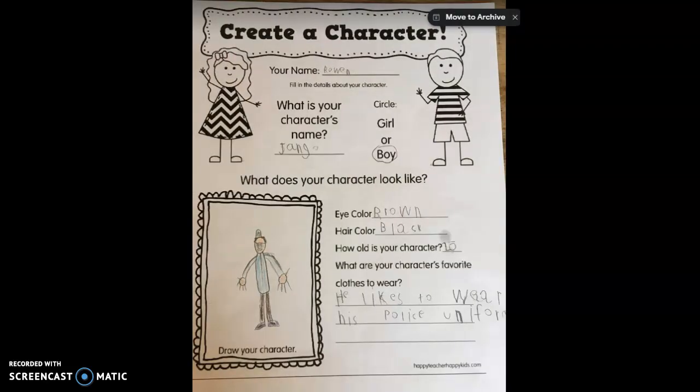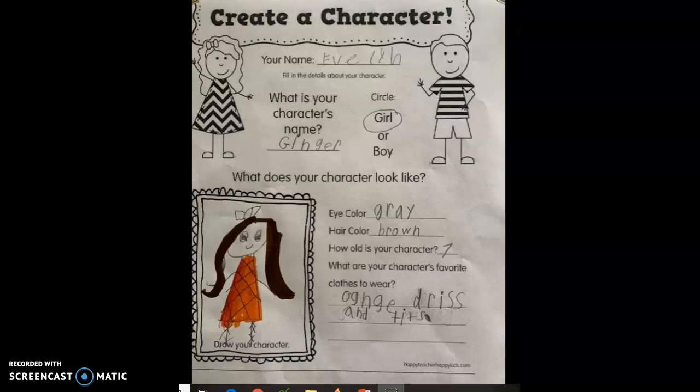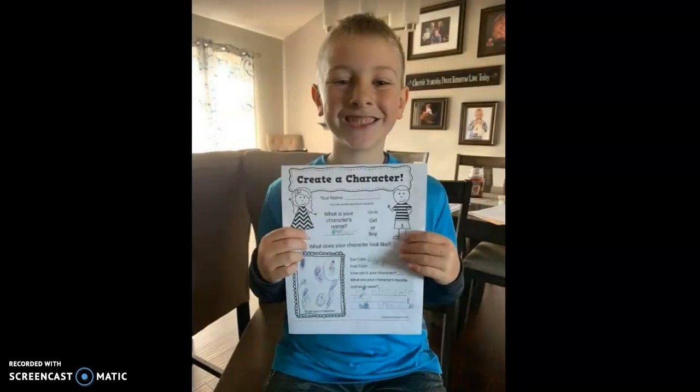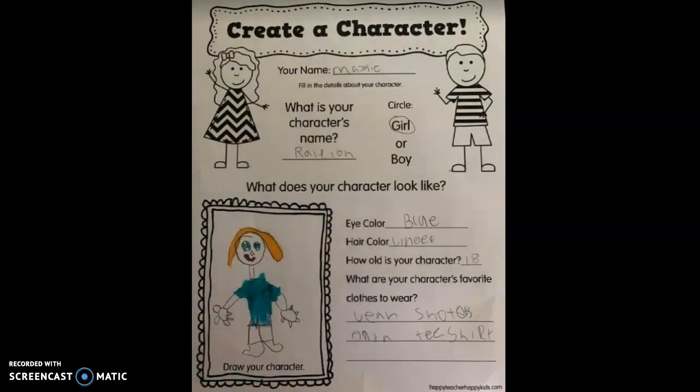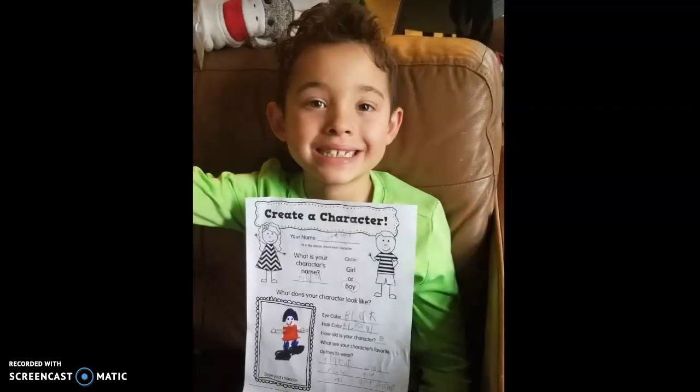Here's Rowan's. Very nice. He likes to wear his police uniform. Love it. I'm excited to see what problems he gets into. Evelyn, Ginger. Ooh, I love her orange dress and her tights. Very, very nice. Cooper, thank you for sharing your character. It is a boy. Very nice. Mackie. Oh, I love it. Awesome job. Oh, she has blue eyes and she's 18 years old. Fantastic. Mr. Sawyer, Ninja. Awesome, awesome.